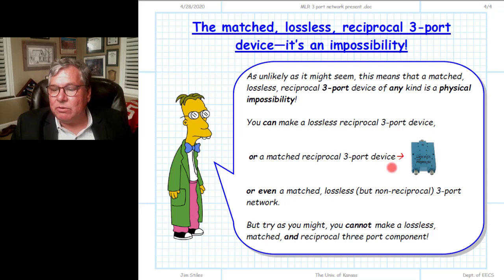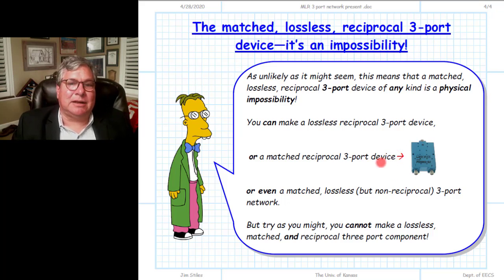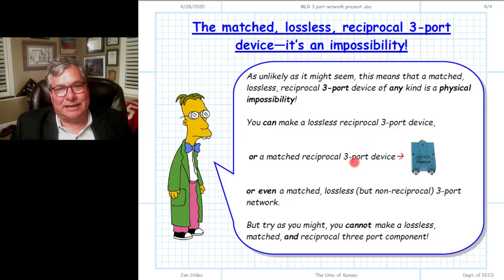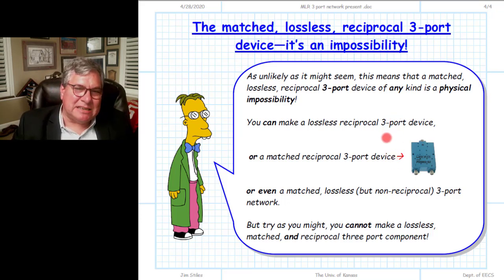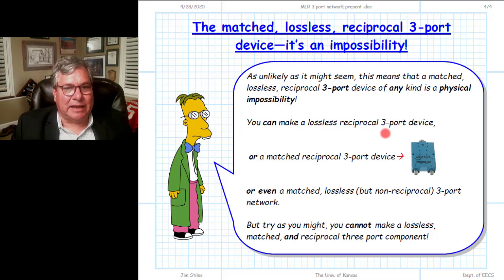I will add, though, that we can build a matched reciprocal device that's almost lossless. It's lossy in a strict sense, but if we sort of ignore a couple of ports, then we can make a device that looks like it is lossless in addition to matched and reciprocal, even though it is not strictly the case, and therefore does not have a unitary scattering matrix.